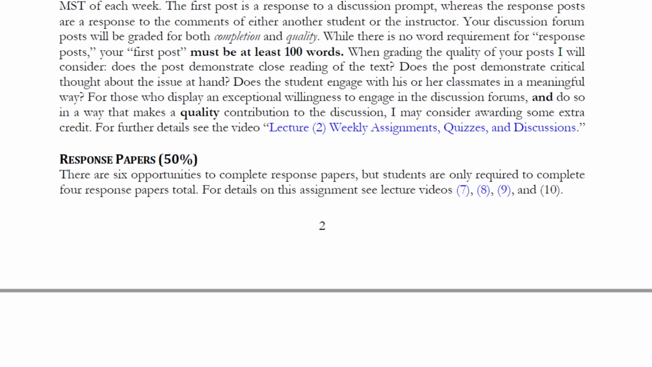However, this flexibility in choosing which papers you will complete does come with the following caveats. First, you must complete response paper 1, and in addition, you must complete response paper 2 or response paper 3, or you could complete both, but you must turn in at least one of these.